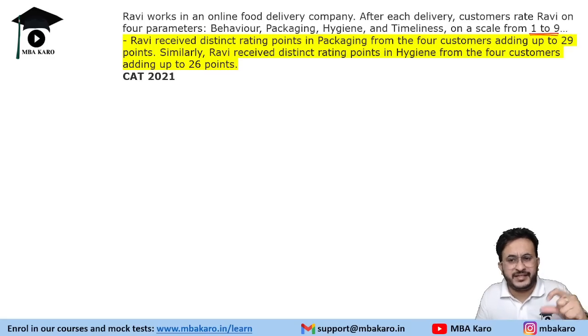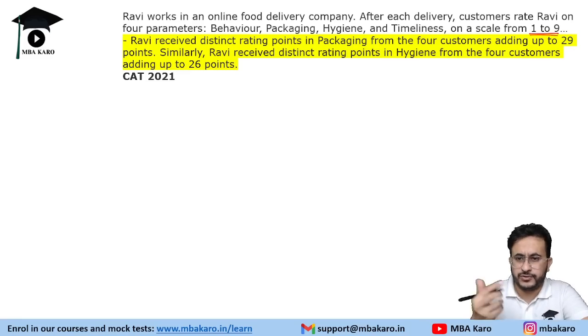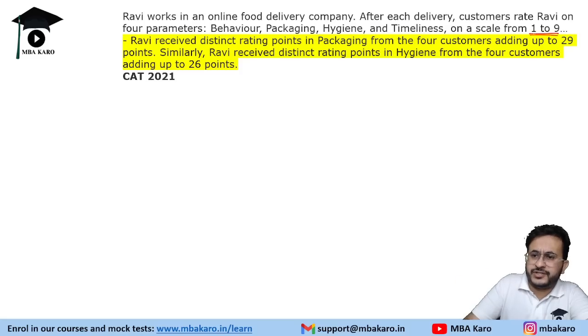But at times, here it is clear, 1 to 9, but sometimes it will be between 1 and 9. There have been such cases wherein they have taken the extremes also. So check both things. If you do not get any value by taking the central numbers, check for the extreme numbers also. Now here it is clear that it has to be from 1 to 9. And it is given that Ravi received distinct rating points in packaging. He got 4 distinct ratings adding up to 29.